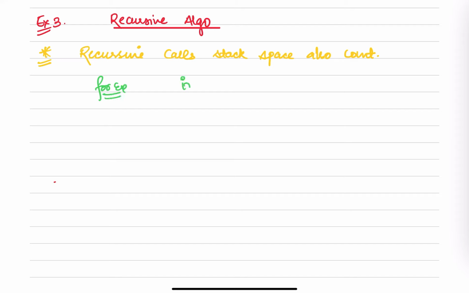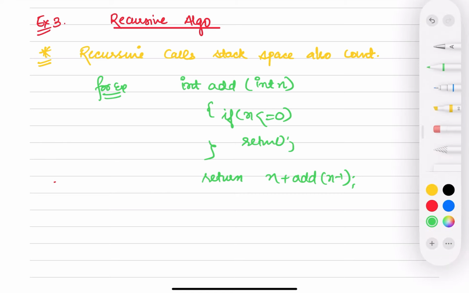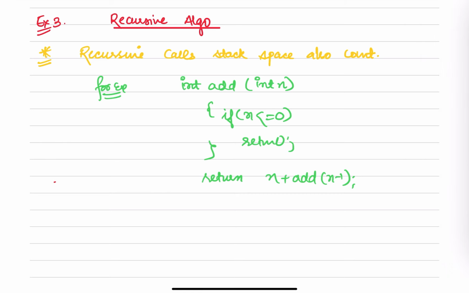For example, you write int add(int n): if n is equal to 0, just return it; otherwise, return n plus add(n minus 1). So you see it's a very small program to add, a recursive program.